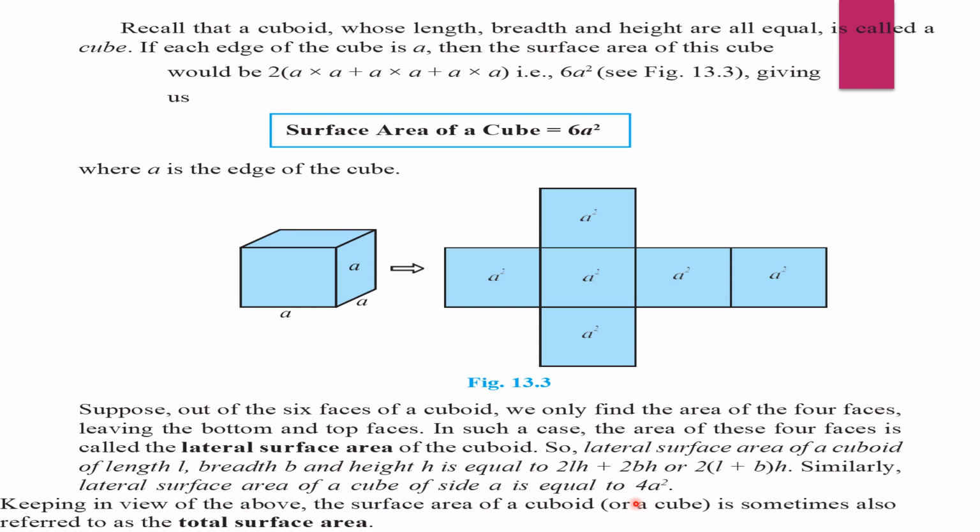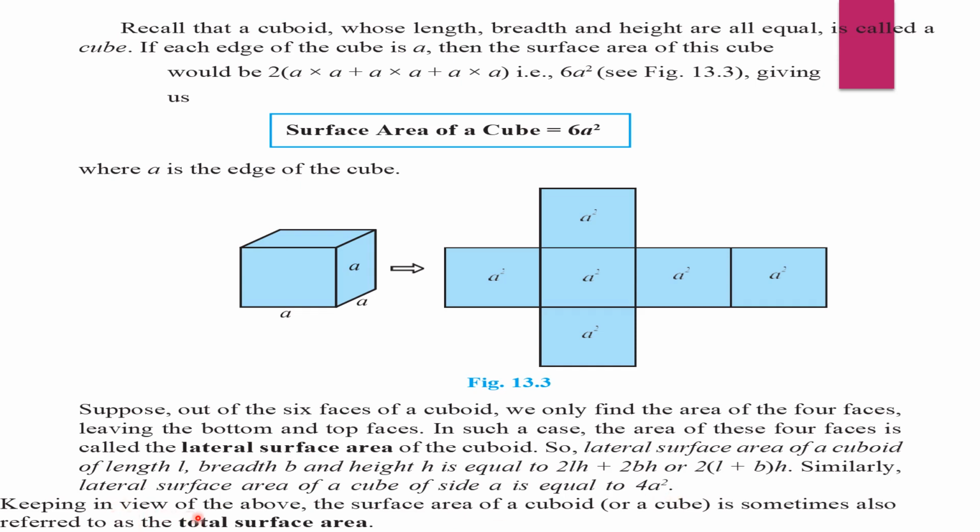Okay, my children, remember these formulae to find the lateral surface area of a cuboid as well as lateral surface area of a cube. Lateral surface area of a cuboid is 2(L + B)H, whereas lateral surface area of a cube is equal to 4A². Okay, my children, memorize these formulas well.